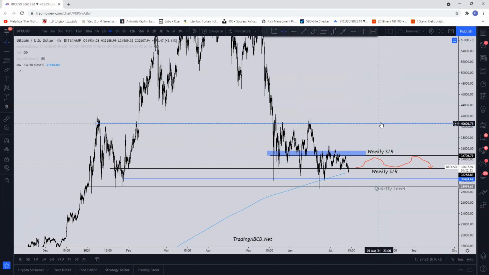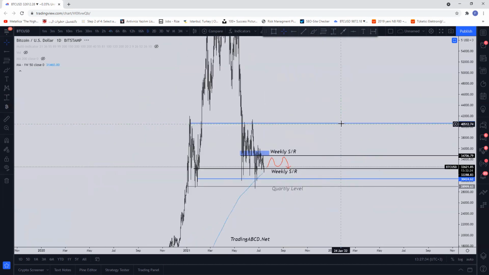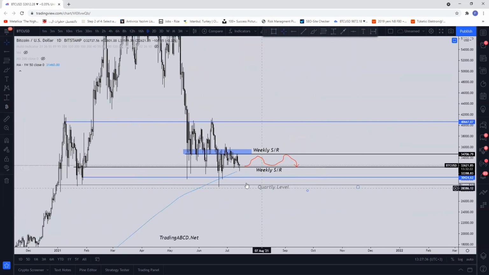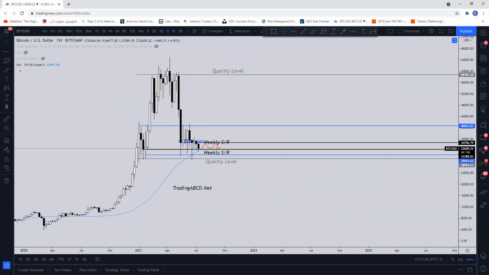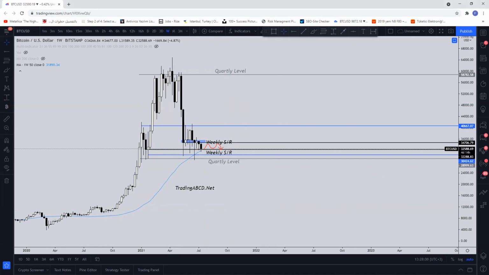Now, what happens if we break above this or below this? We can discuss this later, especially below this. Maybe it's important to discuss this. As we said, if we lost this weekly, sorry, let me close this. Okay, so if we lost this weekly, then we will be looking for the quarterly levels and all these things.